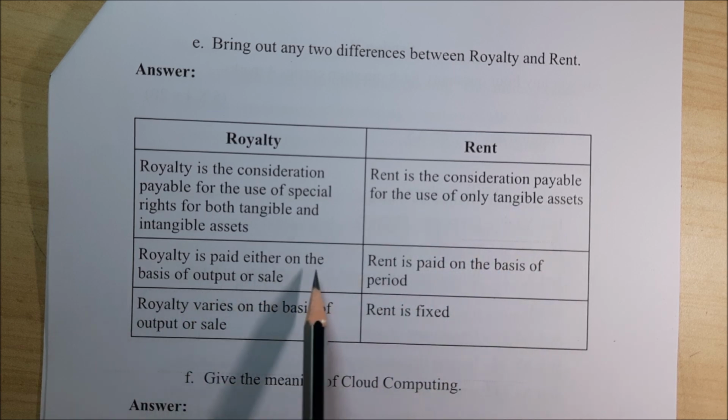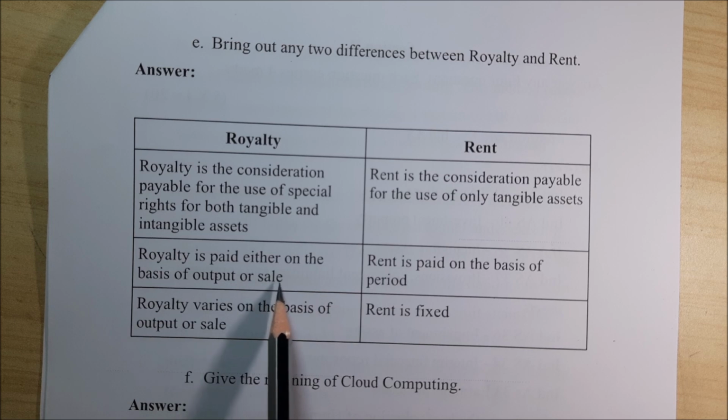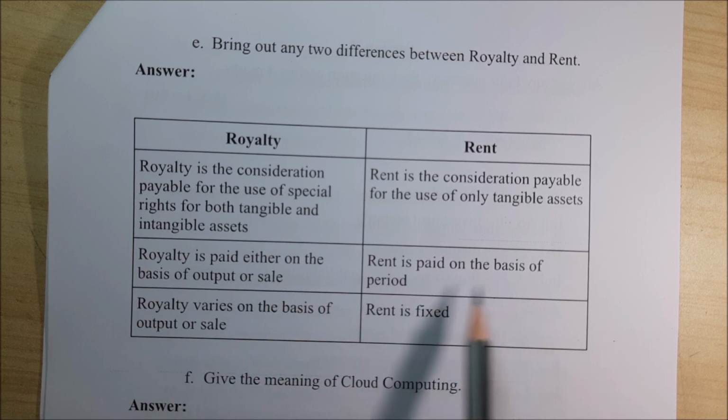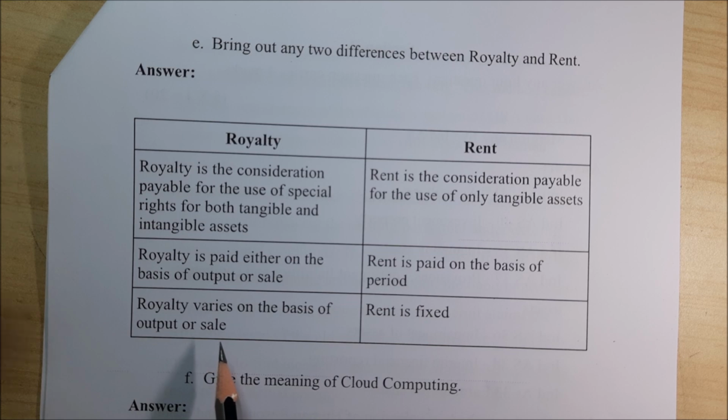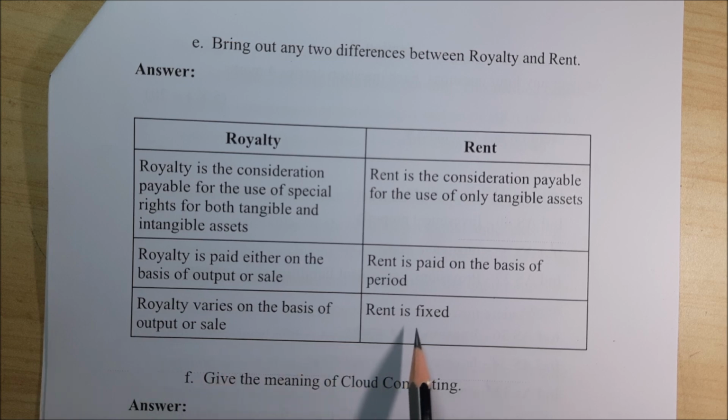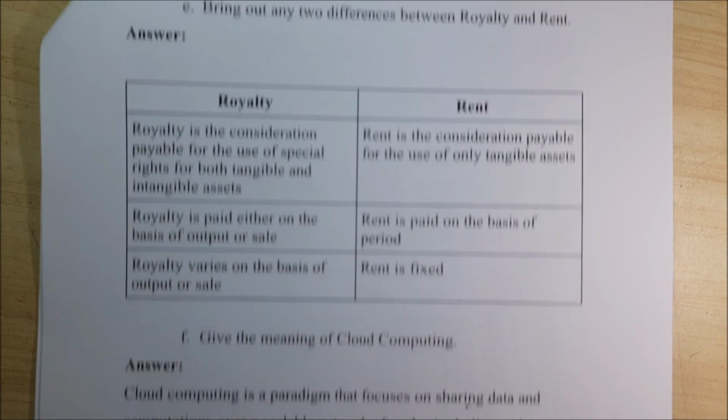Royalty is paid either on the basis of output or sale. Rent is paid on the basis of period. Royalty varies on the basis of output or sale. Rent is fixed. Royalty varies. If output increases, royalty increases. If output decreases, royalty decreases. Whereas rent is fixed. So that is the difference between royalty and rent.